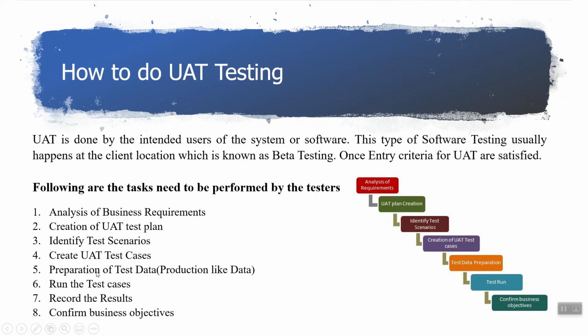And then after the preparation of data, run the test cases which they have created, these UAT test cases. And after running the test cases, record the results. What is the result of these test cases, whether it is pass, fail, or any other. And after that, confirm the business objective, and confirm that the test cases have passed and it is meeting the business requirements or objectives. So these are the different steps which are performed while doing the UAT testing.